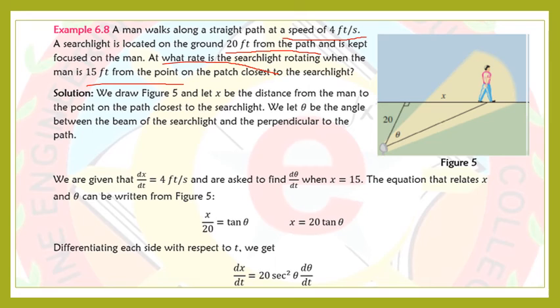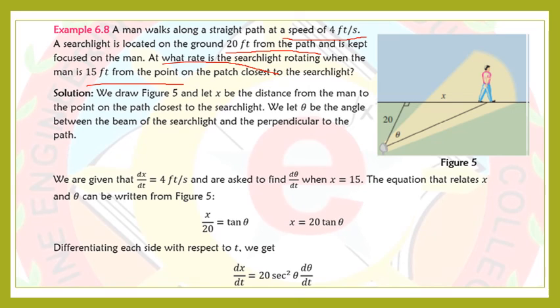So, we draw figure 5. At yung sa figure 5 natin, let's say, ito yung lalaki. Naglalakad siya from the path, 4 feet per second yung speed niya. Okay. Let x, itong x na to, be the distance from the man to the point on the path closest to the searchlight. And then, let theta be the angle between the beam of the searchlight, okay, and the perpendicular to the path. Okay, so ito yung theta natin. Be the angle between the beam of the searchlight and the perpendicular to the path.